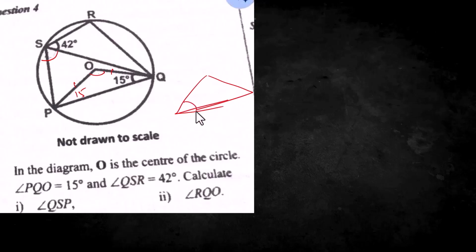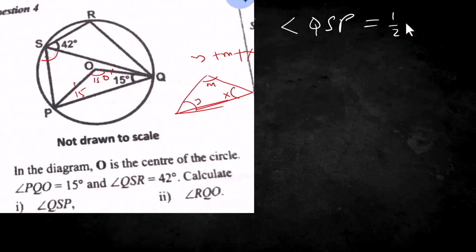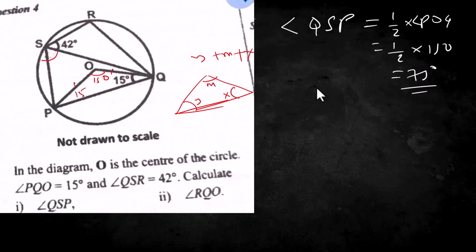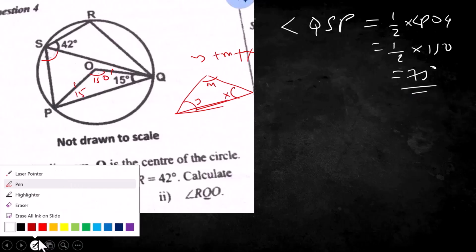Once we know this side, y plus m plus x will give us 180. So 15, 15, 30. So 180 minus 30, that will be 150. So this side is 150. Therefore, angle QSP is half of angle POQ, half of 150. So that would be 75. So this side is 75.